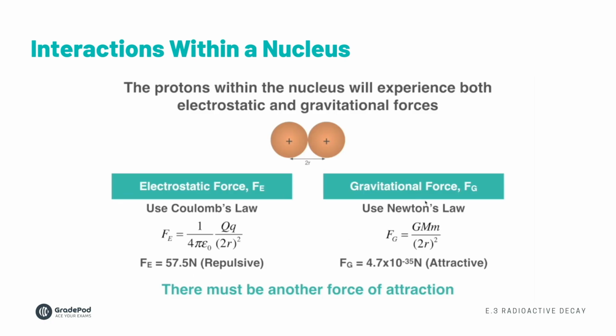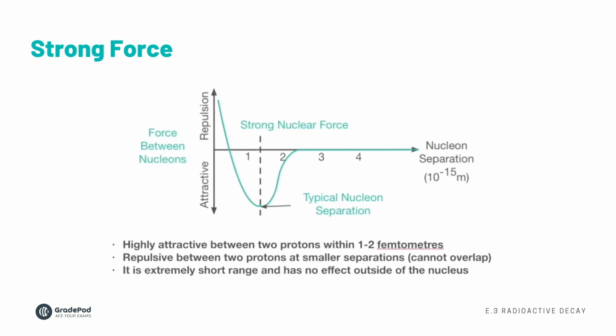We then look at the gravitational force because they both have mass, and we can use Newton's law of gravitation to calculate the attractive force. And when you pop in all the numbers, the attractive force is only 4.7 times 10 to the minus 35 newtons. That means that they should be blowing apart because the gravitational force is not nearly attractive enough to balance out the repulsive force. So there must be another force of attraction within a nucleus that's not electrostatic and that's not gravitational. And that's where the strong force comes in.